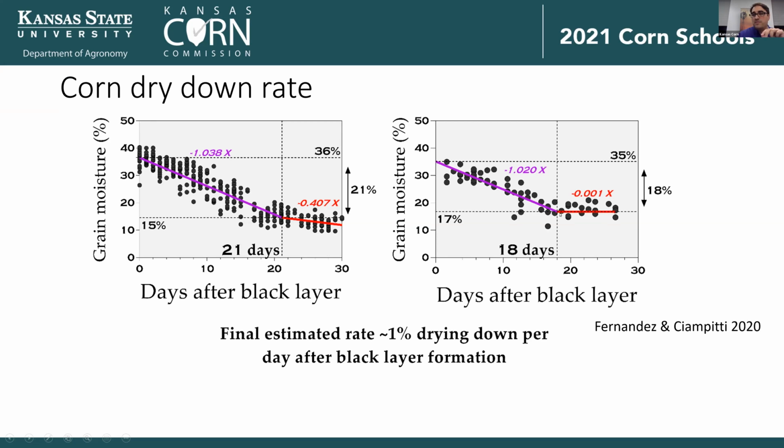And here, this graph is exactly the same, all the way from maturity to commercial harvest. So if you look at it, on average, it took the plant, in those two different environments, between 21 and 20 days to go all the way from black layer maturity to harvest.